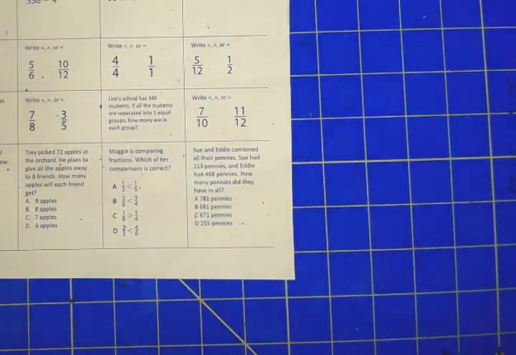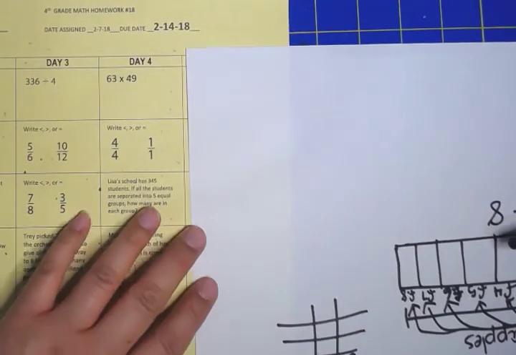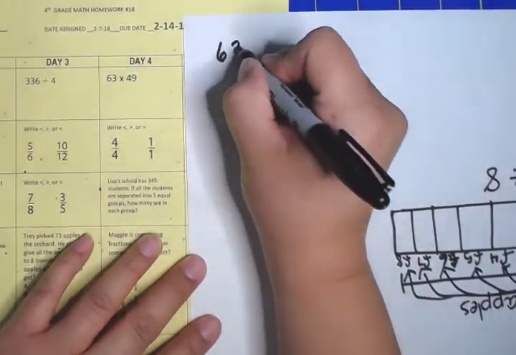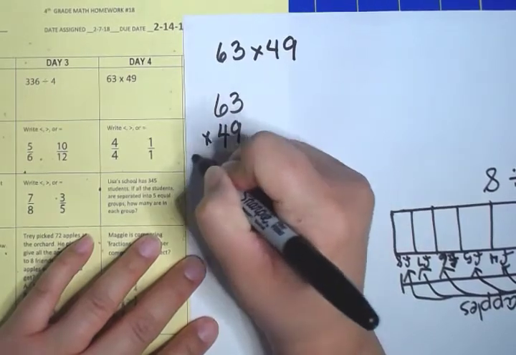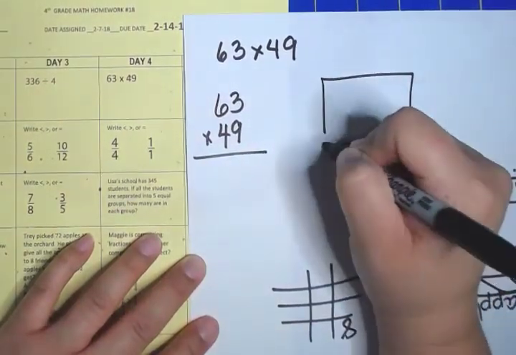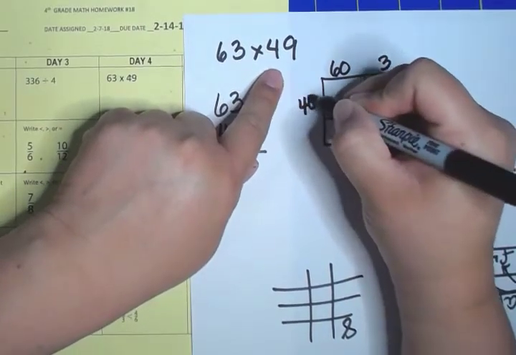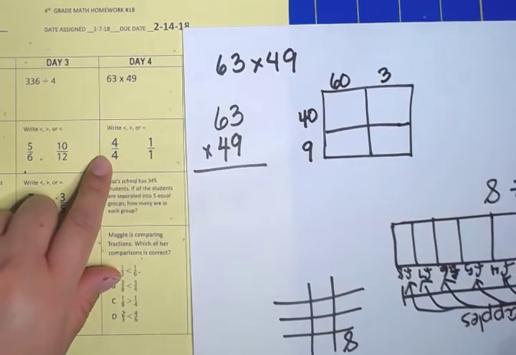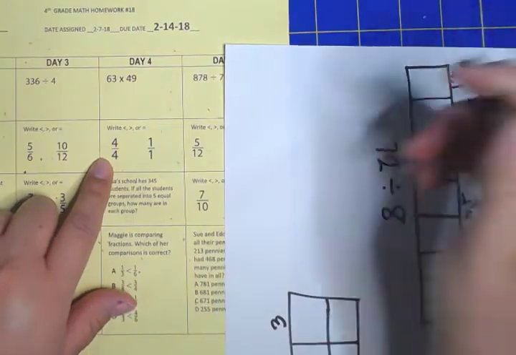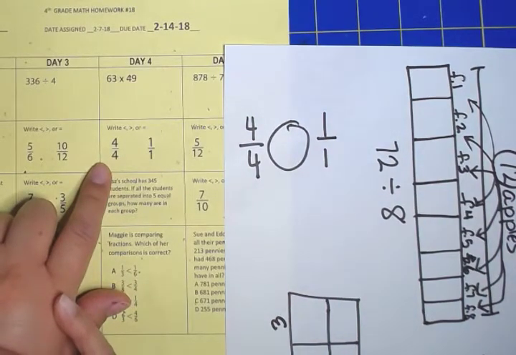All right, let's go to day 4. The first problem is 63 times 49. You can either write it this way and solve it, or make a grid and write it in expanded form. 60 plus 3, 40 plus 9. The second problem for day 4 is comparison. Comparing fractions. 4/4 and 1/1. Before you compare, you need to make sure your denominators are the same.